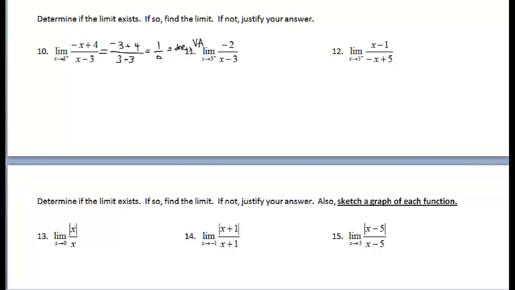All right, so we didn't even have to get down to the nitty-gritty. We didn't have to plug in numbers close to 3 to the right of 3. It was easier to work with 3 as opposed to 3.1, 3.01. So that's the first thing you want to try: plugging in straight the number.